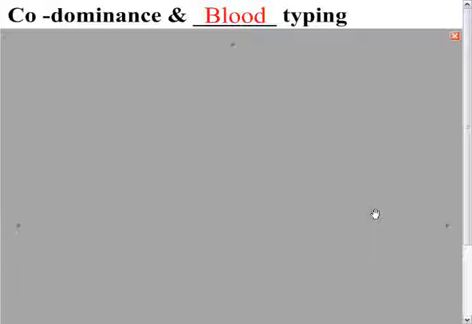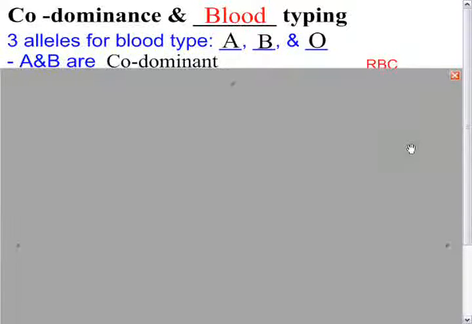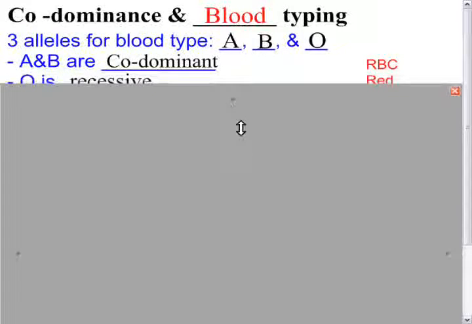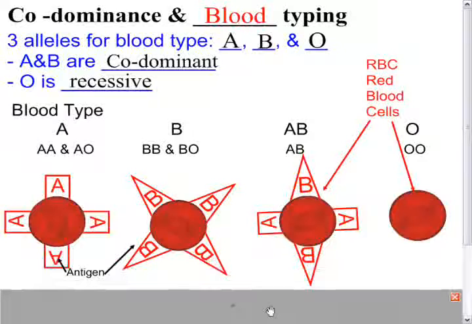This is a Biology 10 review video for codominance as it relates to blood typing. Codominance has three alleles for blood type, A and B, which are codominant, and O, which is recessive. Now, A, B, and O refer to the type of blood you have.